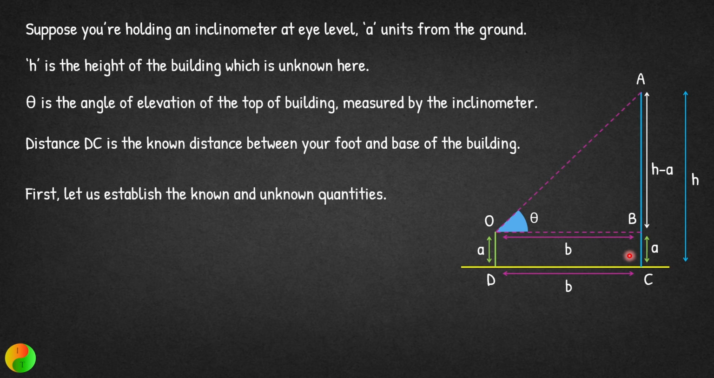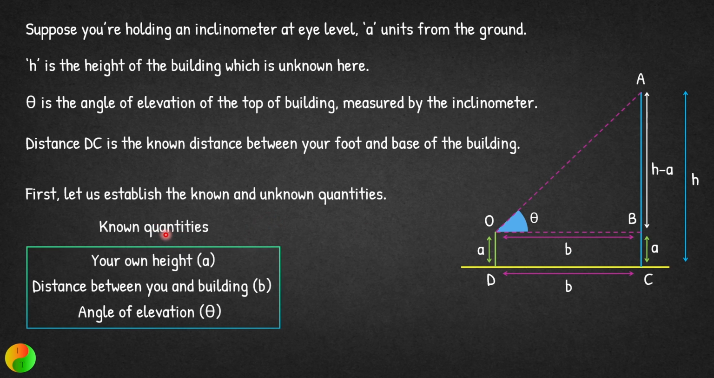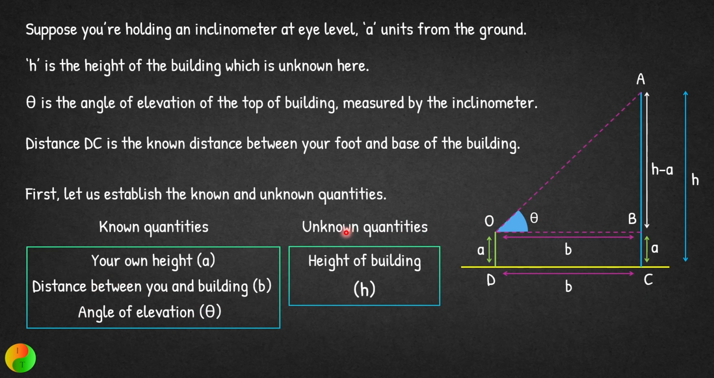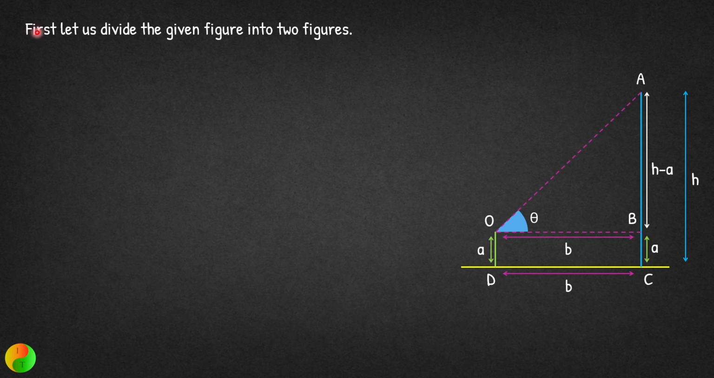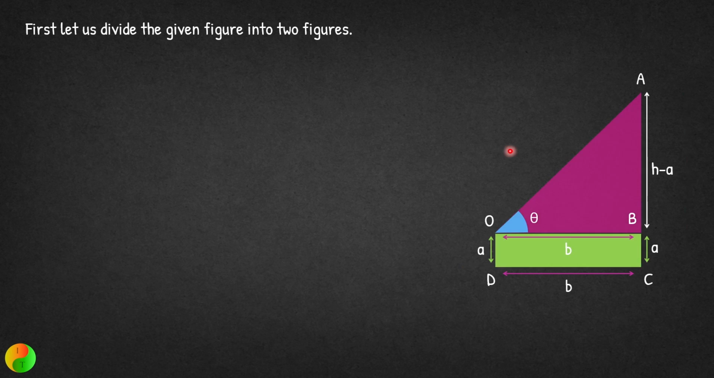Alright, first let's establish the known and unknown quantities. Known quantities here are your own height, that is A units, distance between you and building, that is B units, and angle of elevation, that is theta. The only unknown quantity here is height of the building, that is represented by H. First let us divide the given figure into two figures like this. Now we have a right triangle AOB and a rectangle OBCD.